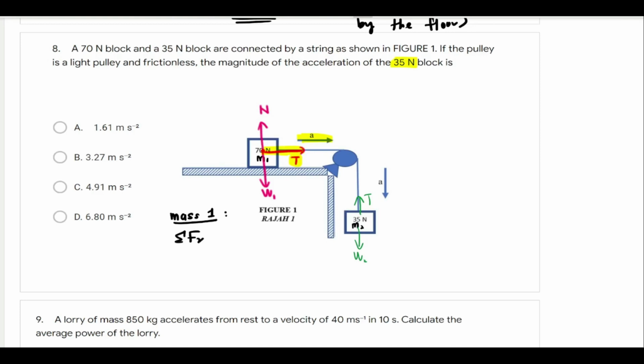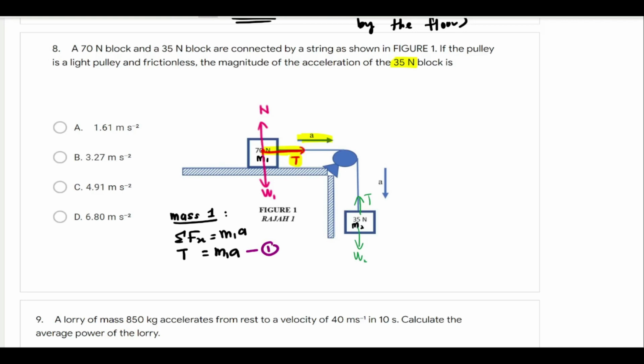total Fx is equal to apa dia? M1A, sebab dia bergerak kan, ada acceleration. Okay, and then the acceleration is not equal to 0, so kita kena tulis lah. So the only force that provide the horizontal forces for the system for mass 1 adalah T. Okay, so kita nak cari A, kita tak ada T, so kita tak boleh nak selesaikan soalan ini. Okay, we let this as equation number 1.